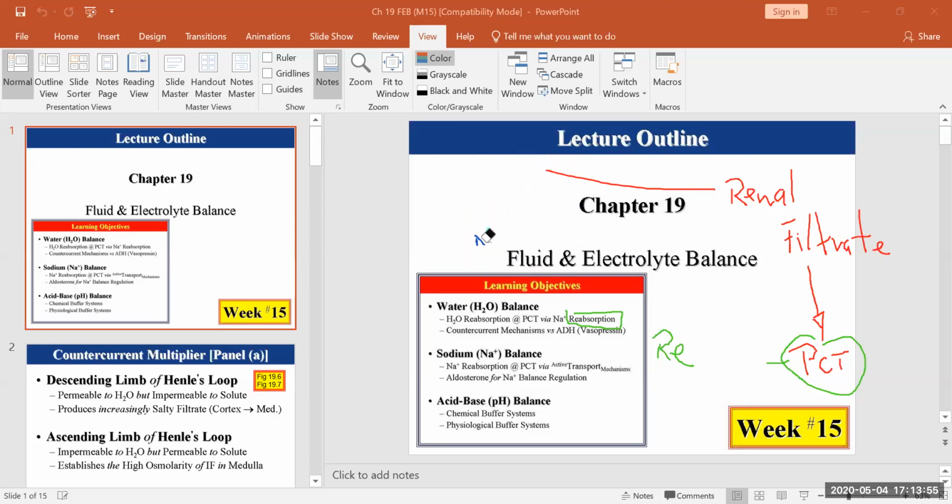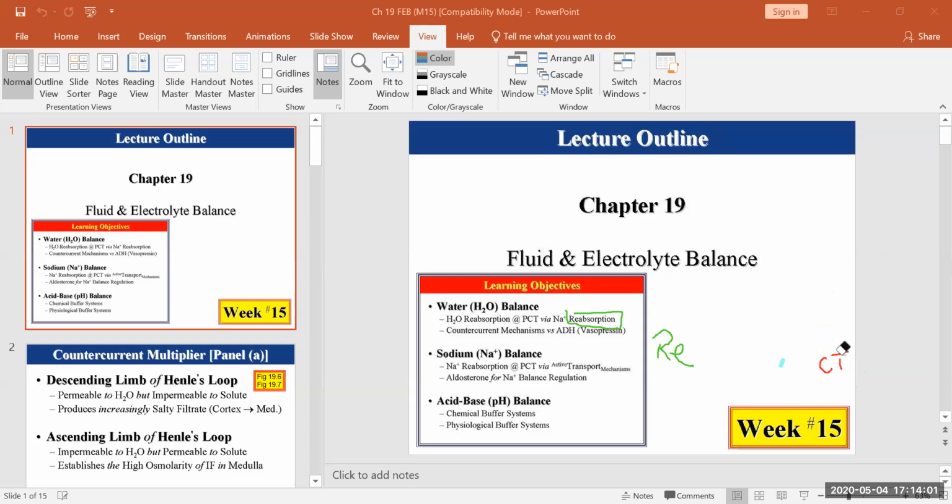Okay, so that's bridging last recording to today's recording, part 1 of the urinary system with part 2 today. So water is reabsorbed at the PCT, proximal convoluted tubule, indirectly through sodium reabsorption. So wherever salt goes, water just follows.